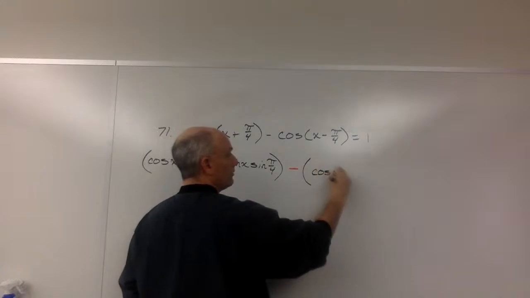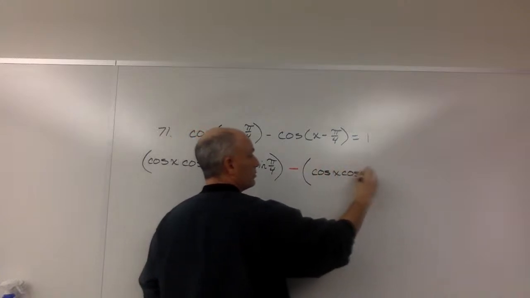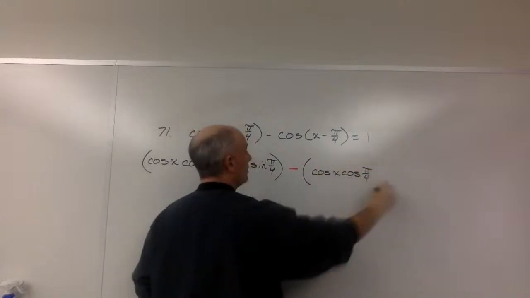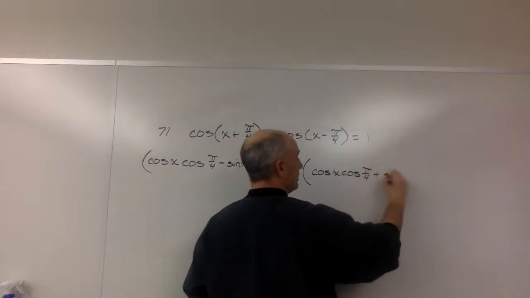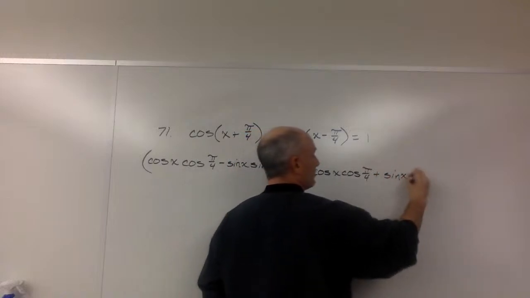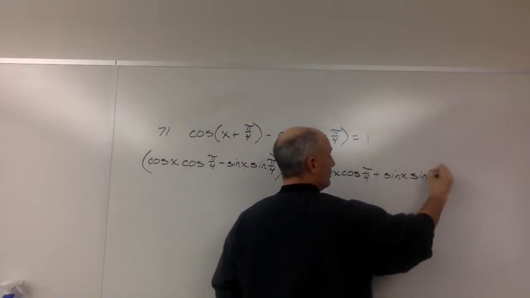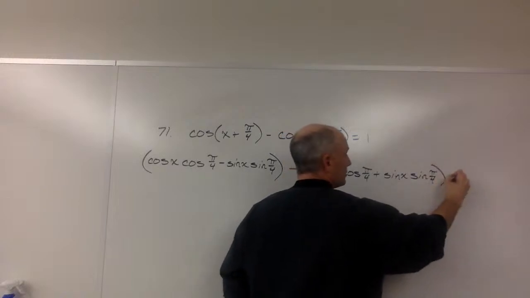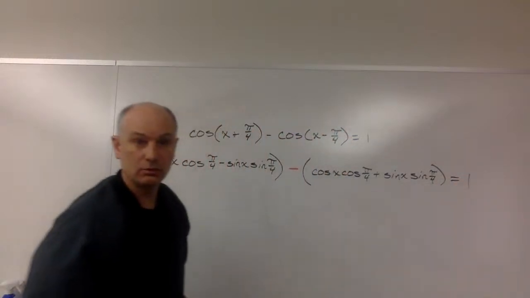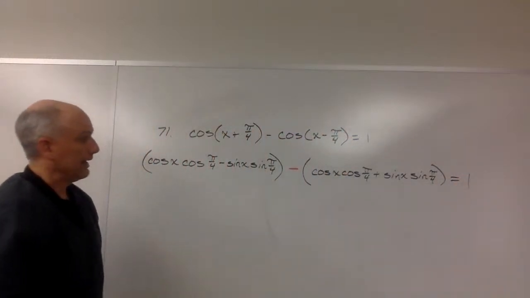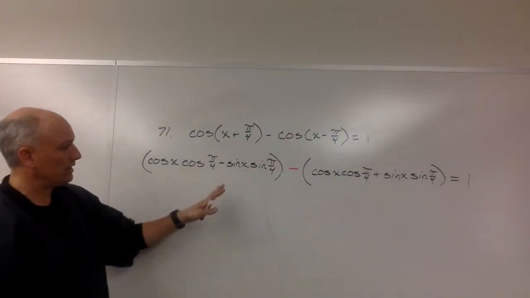The most common mistake that people make is they forget to distribute the negative into that entire group here. Cosine of x, cosine of pi over 4, plus sine of x, sine of pi over 4. Now, this is all equal to 1. I'm hoping, can we see the 1 out there? Good. Now, I'm not going to substitute anything in yet.